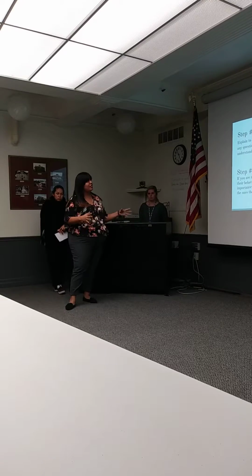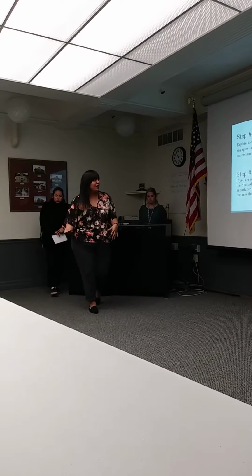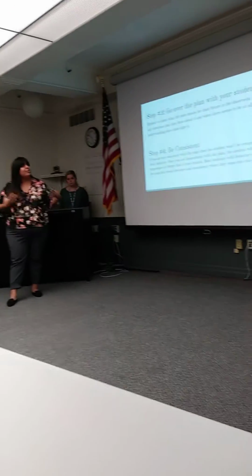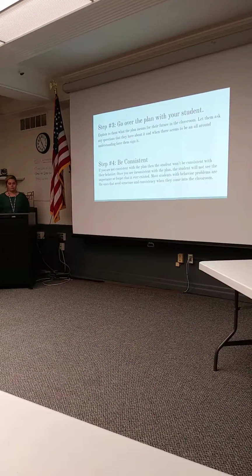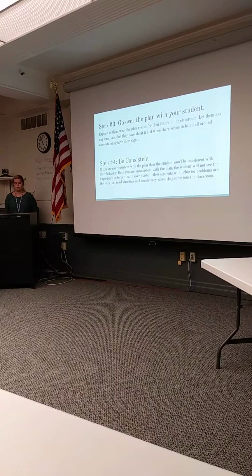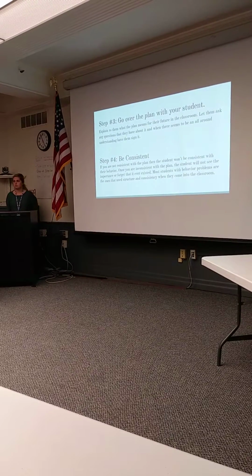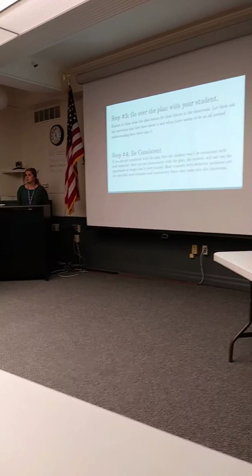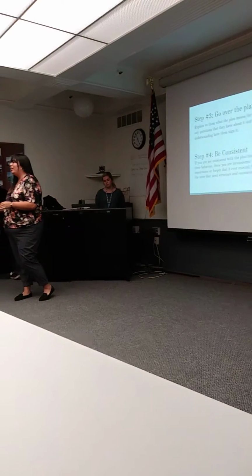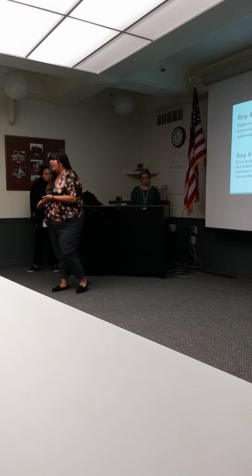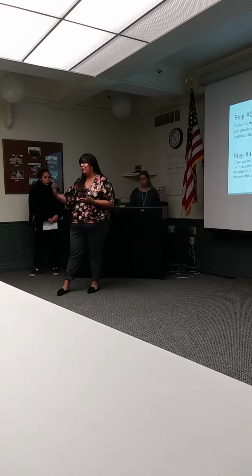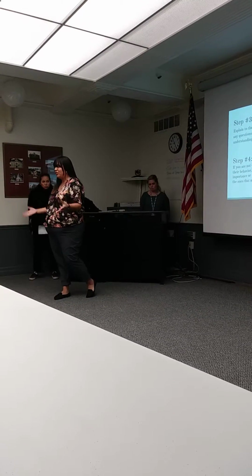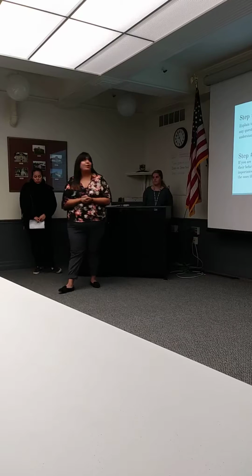So step number 3 is to go over the plan with your student. Explain to them what the plan means for their future in the classroom, let them ask any questions that they have about it, and when there seems to be an all-around understanding, have them sign it. Having them sign it is one of the most important things because then you have it on paper that they agreed to this. So anytime that they're going off of it, you go over it again with them and explain what they agreed to. That way it's always there, it's always on paper.